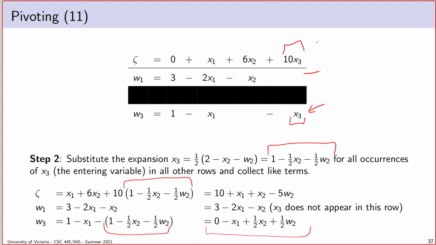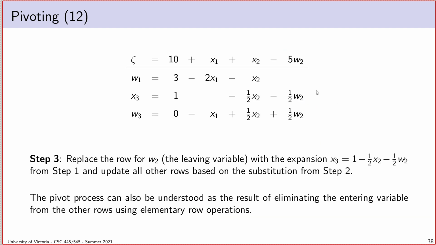In the row for w1, x3 doesn't appear, so I don't do anything. The row for w1 remains unchanged. And now what I do is I take what I have, I set the objective row to be this, I set the w3 row to be this, I leave the w1 row unchanged, and finally, in this position here, in the blacked out row, I sub in that expression for x3.